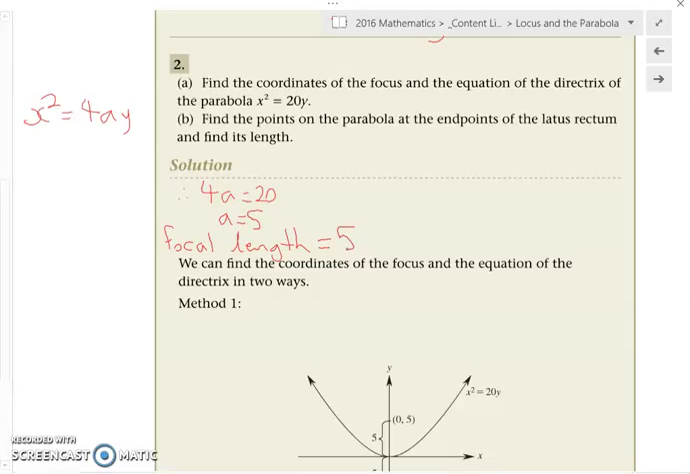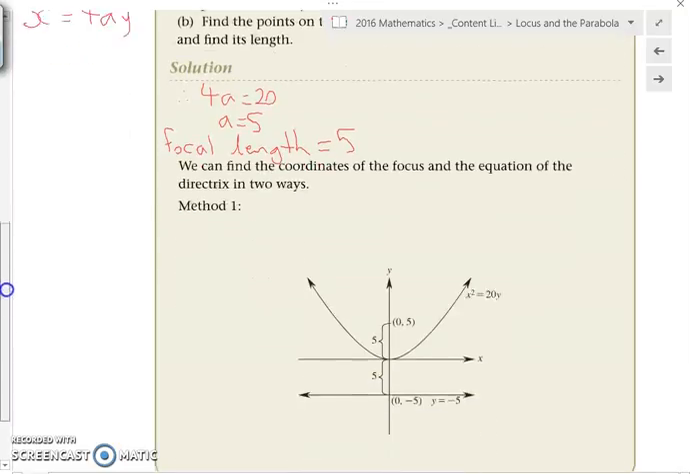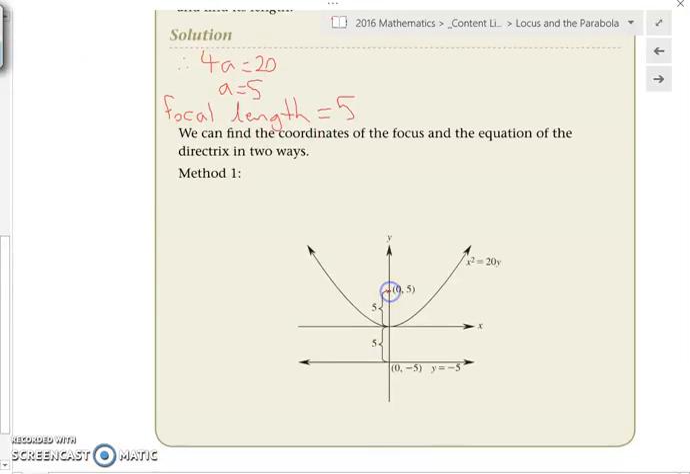Now, we still need to find the coordinates of the focus and the equation of the directrix. And there's a couple of different ways to do this. You can draw the graph, x squared equals 20y, count 5 units up and 5 units down, because that is the focal length. Does that make sense? So wherever your parabola is, if you go up 5, that's your focus. And if you go down 5, that is your directrix. Because you've worked out what your focal length is. Cool?